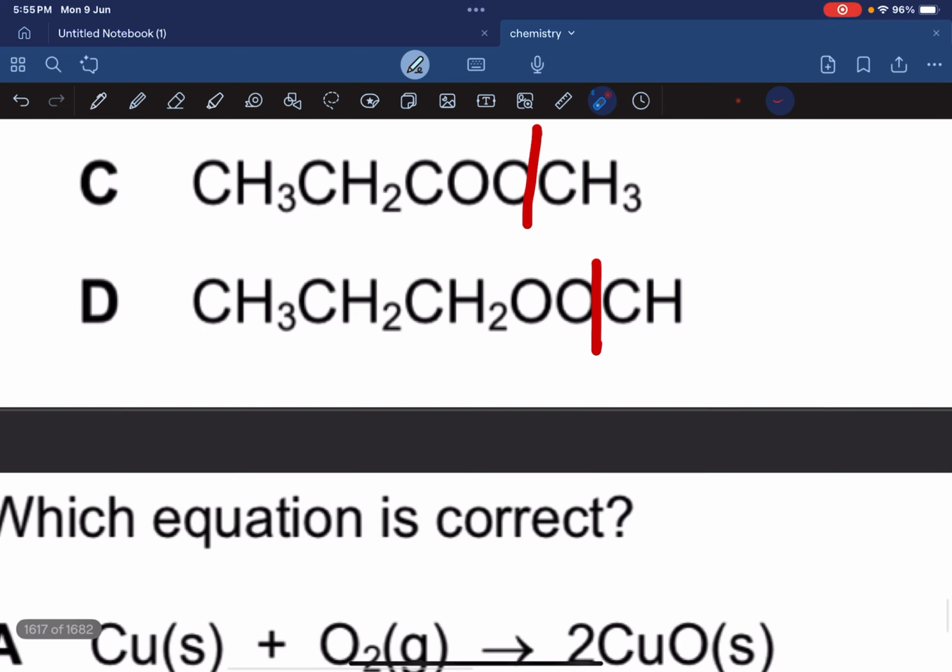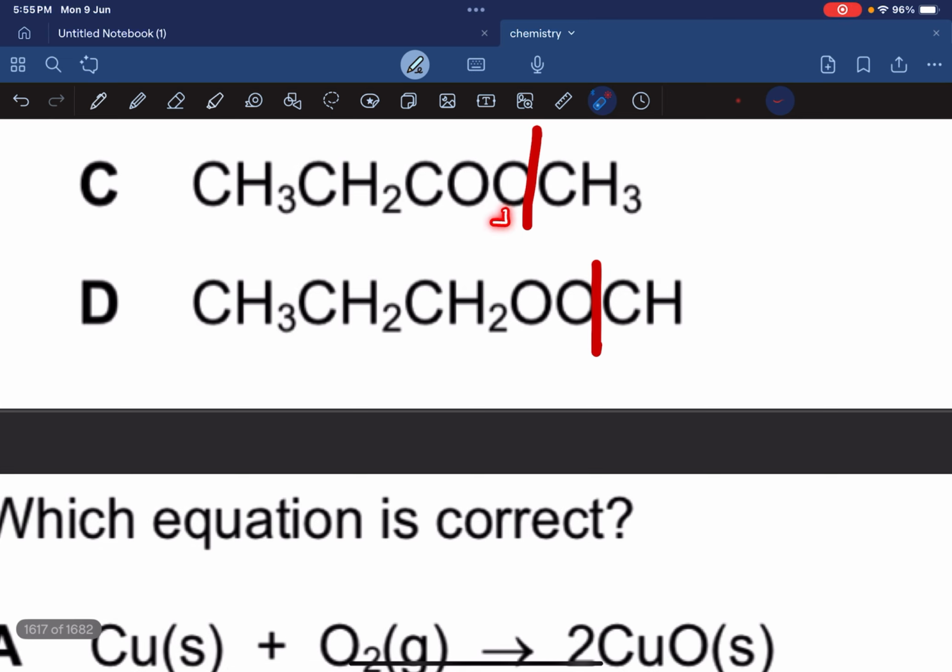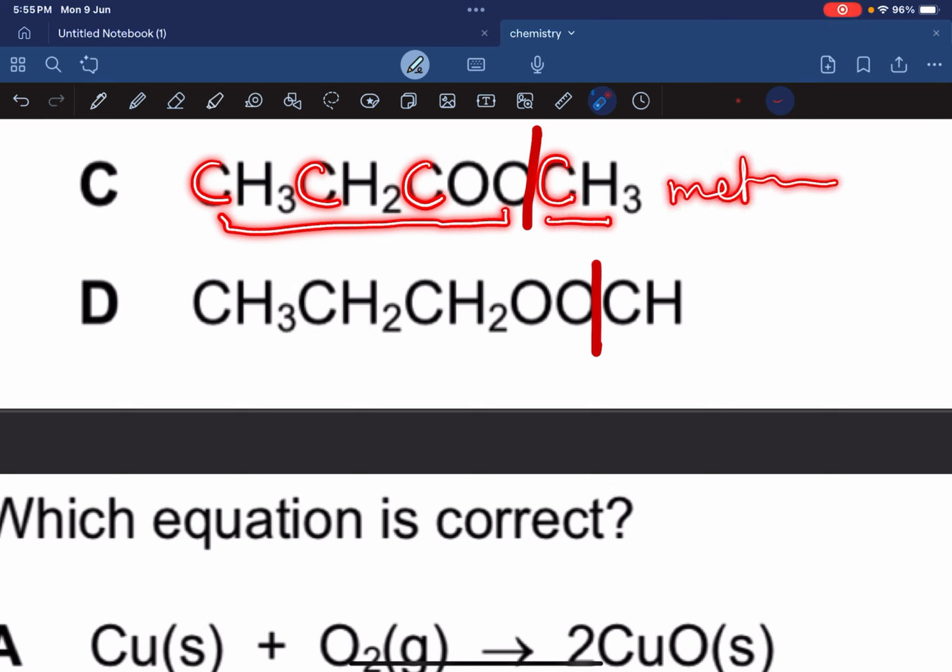Okay, if we come to this, this one is my acid, which is propanoic acid, and this is my alcohol, which is methyl. So this is methyl propanoate, not methyl propanoate, sorry.